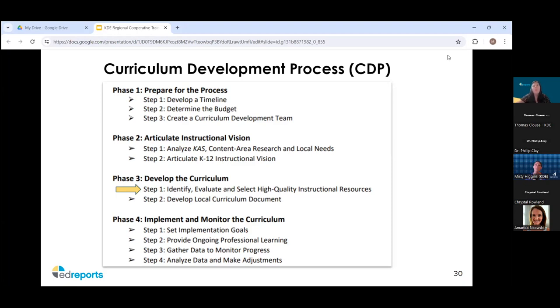But while the CDP provides general guidance, we knew that there needed to be more support specifically right here in phase three, step one, in helping districts select resources that are aligned to the Kentucky academic standards for that content area. KRS 156.405 also establishes the need for the KDE to provide a consumer guide to support districts in the evaluation and selection process. So based on all of that, the KDE set out three years ago to start creating consumer guides for each content area, with a focus on the science consumer guide this past year.